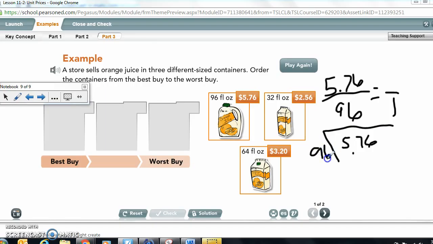So 96 does not go into 5, so I put a 0, bring up my decimal. 96 does not go into 57, so I put a 0. I'm going to subtract 0, so I end up getting 57. Now I need to bring down my 6. So how many times will 96 go into 576?